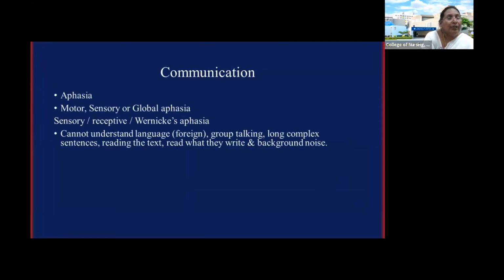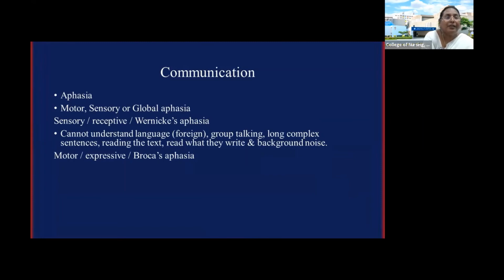Communication. Communication, as I said, MCA stroke is one stroke where a patient can go into aphasia. Now, aphasia, dysphasia, dysarthria, all these are problems. Dysarthria is a little different from aphasia. Aphasia is where there is inability to communicate. You have 3 types of aphasia: motor, sensory, or global aphasia.